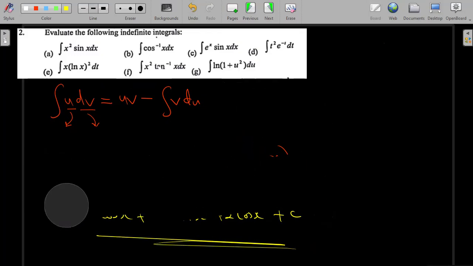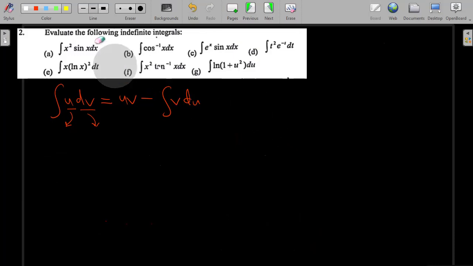So let's now move on to part B. Okay, so part B, what does it say? It has the integral of cos inverse of x, then dx, like that. Cos inverse of x, then dx.